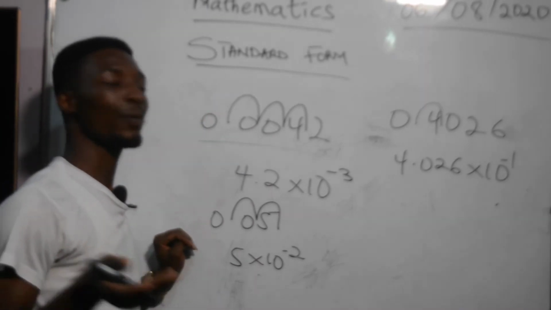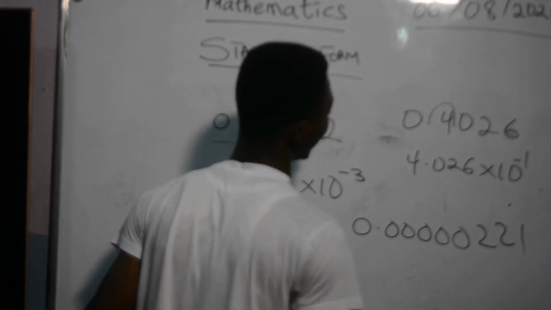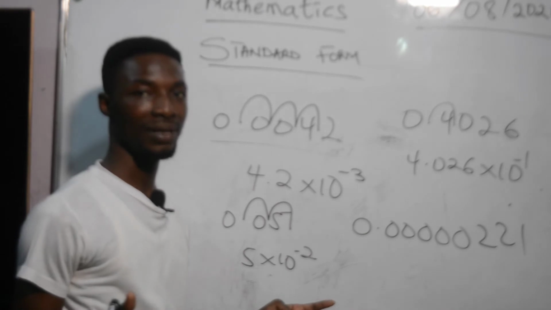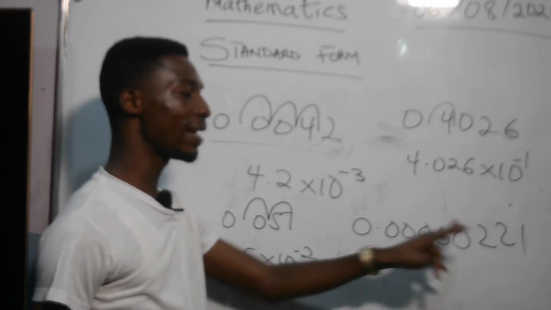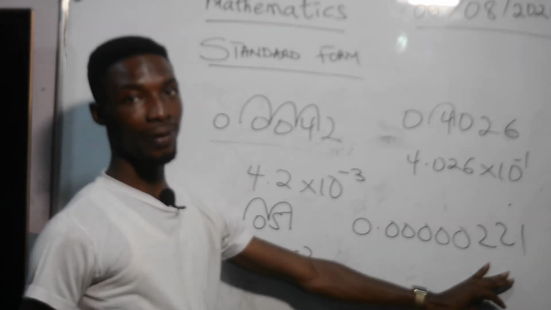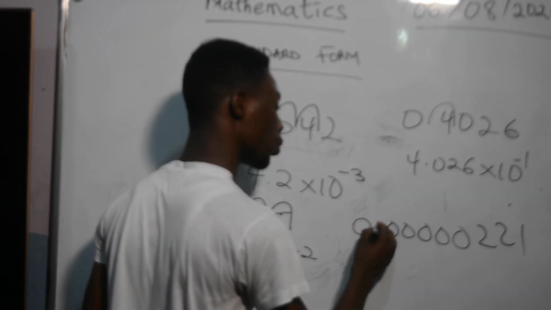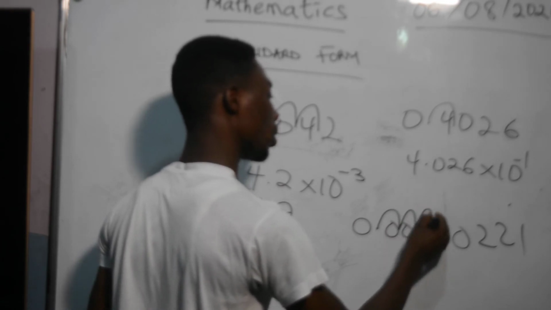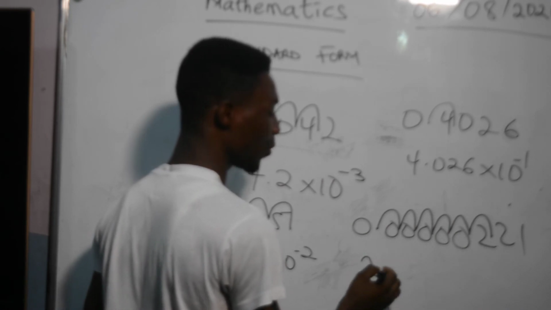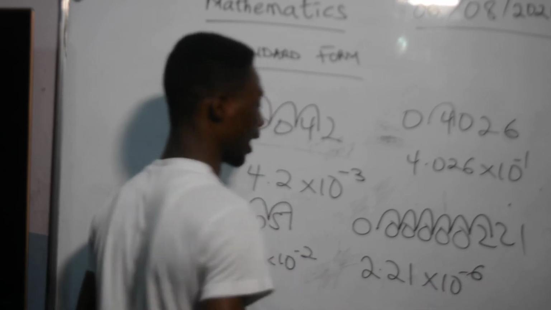Let's take the last example. 0.0000221. I have to express this number in standard form by placing my decimal point at the back of the first non-zero digit. The first non-zero digit here is 2, right? So what do I need to do? I need to jump till I reach the back of 2. So 1, 2, 3, 4, 5, 6. I jumped 6 times. So I'm going to get 2.21 times 10 to the negative 6.